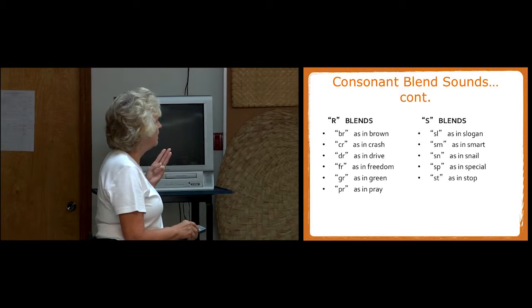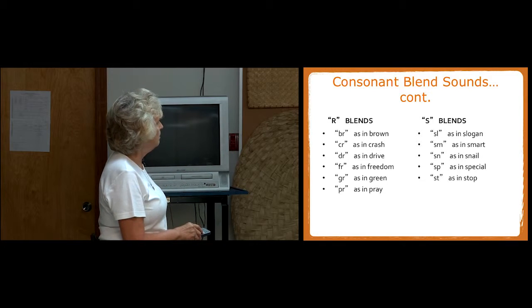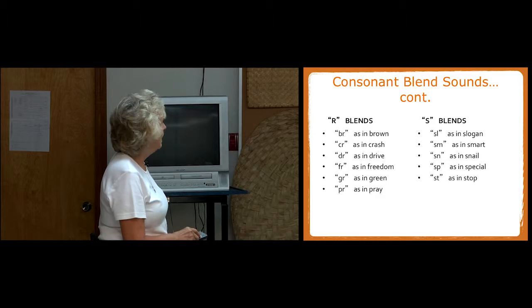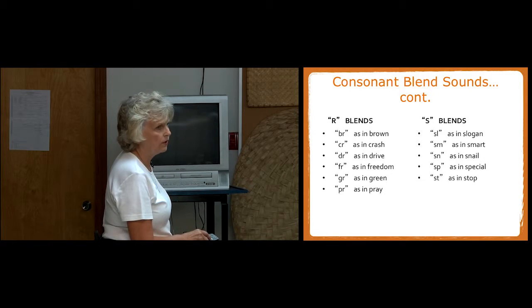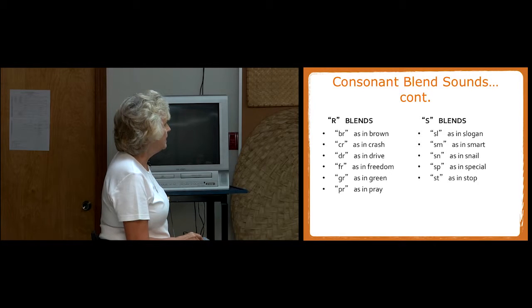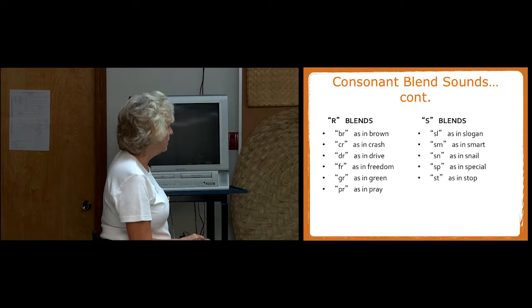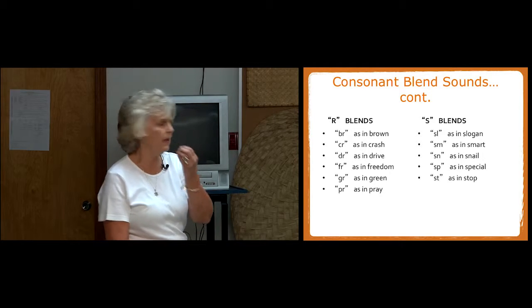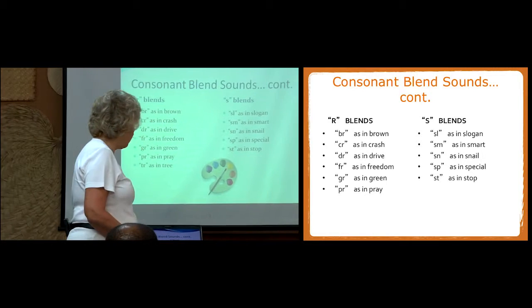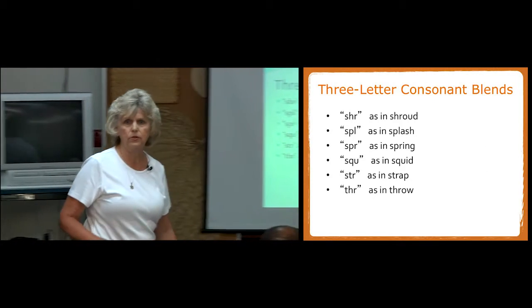Okay, so we got L blends, we got R blends, we got S blends. And look what the S's can do. They can be blended. The S can be blended with L, M, N, or P, or T. And listen for that SL when you say slogan. Listen for that SM when you say. Listen for that SN when you say. Looking for the SP in special. And the ST in stop. You hear how those blend together. When you're teaching somebody, please make sure you teach those.